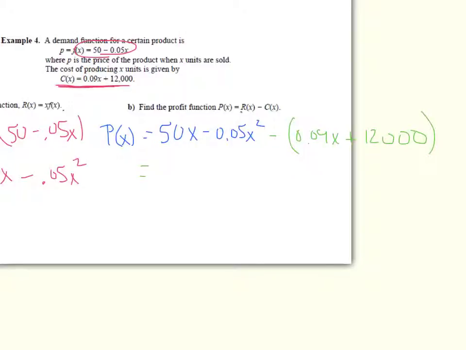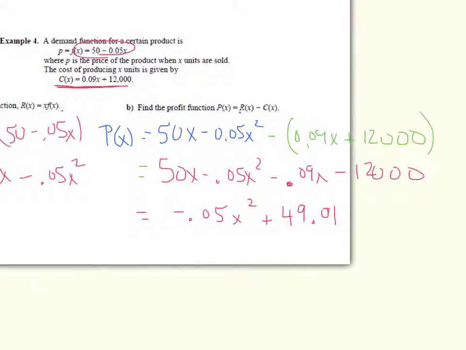I get 50x minus 0.05x squared minus 0.09x minus 12,000. Combine like terms, and I get negative 0.05x squared, plus 49.91x, and then minus 12,000. So there is my function.